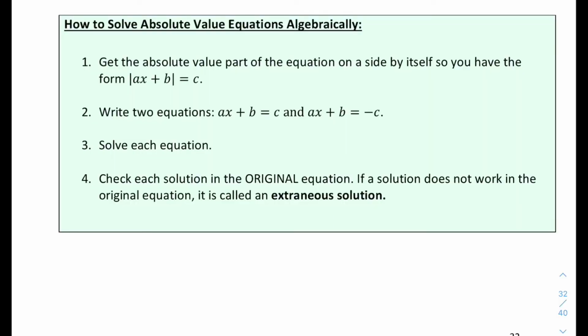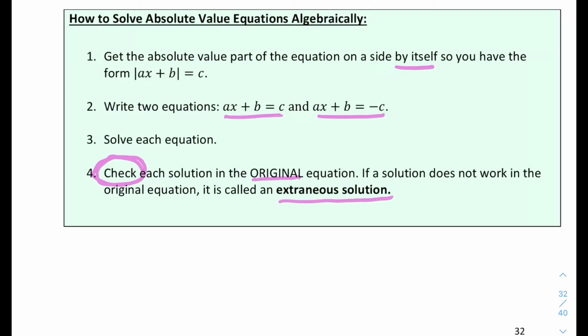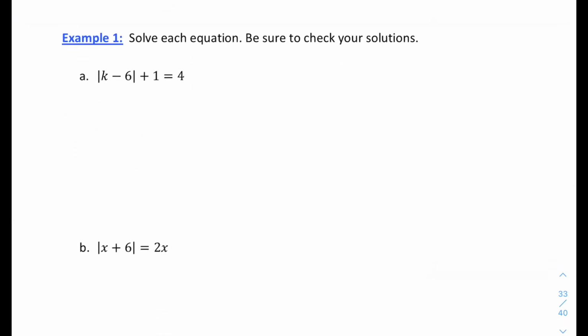We're going to talk about how to solve absolute value equations algebraically, so you can do them without a number line. If it's a more complicated one, especially, it might be a little bit easier. So how it works is we want to get the absolute value part of the equation on a side by itself, and then we write two equations and solve each one of those. The key is you have to check your answers to make sure they actually work in the original. If they don't work in the original, they are called extraneous solutions. Fancy vocabulary word.